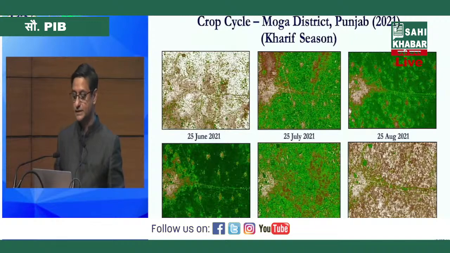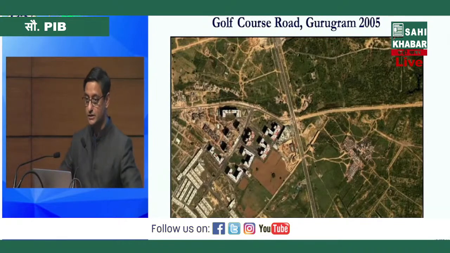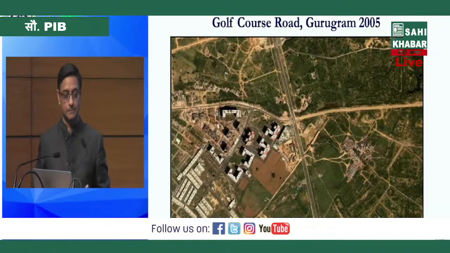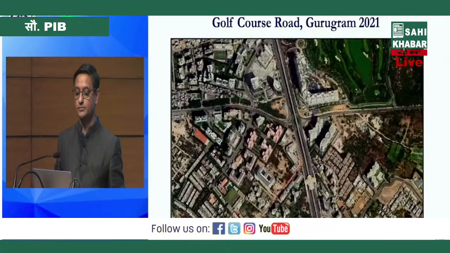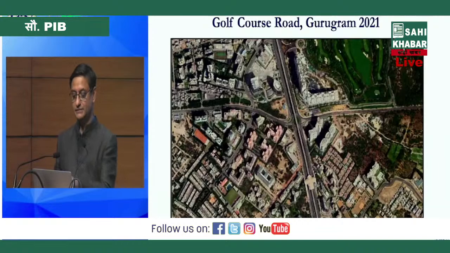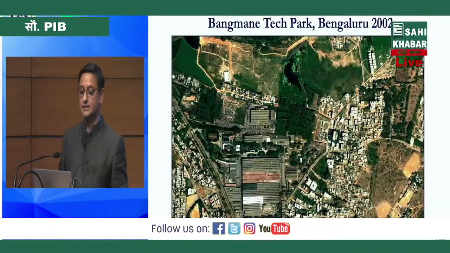Now, to the very last bit, I'm going to flick through to give you some idea of how to look at urbanization and urban development. This is Golf Course Road in Gurugram, 2005. This is what it looks like now. 2005, today. You can even see in the top right corner the golf course itself. It exists, and see how this has developed.